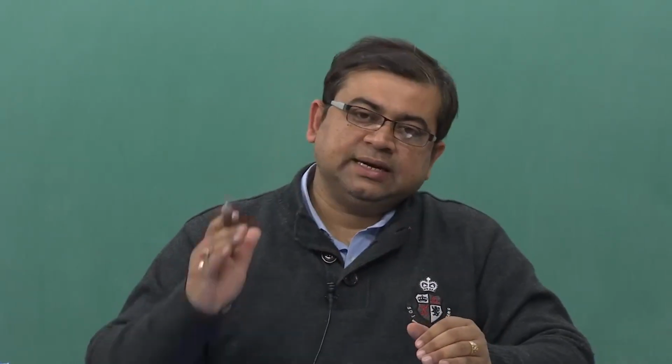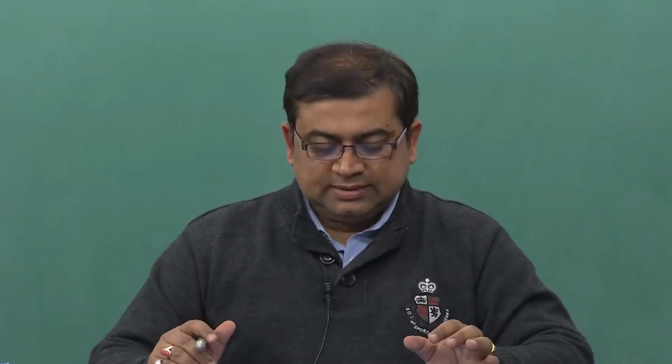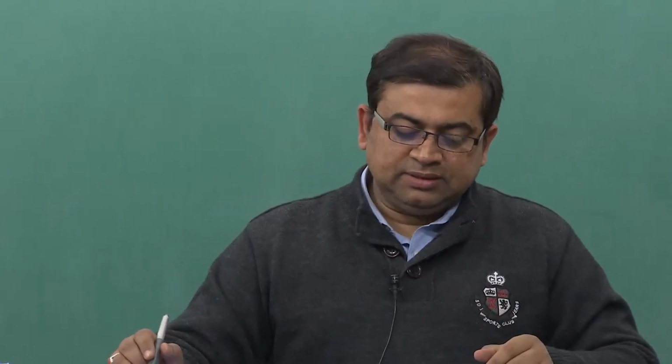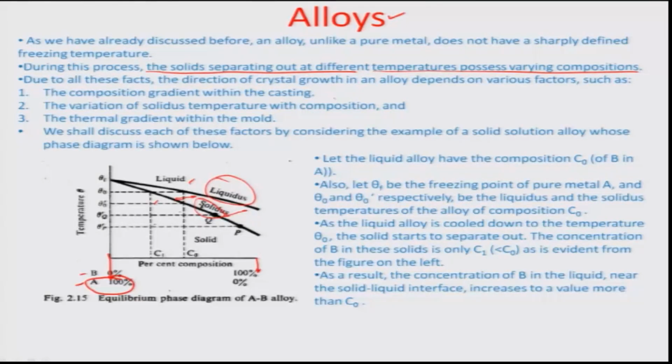So, immediately in the near vicinity of that solid liquid interface, the composition of B or the percentage of B would get higher because of this throwout of the solid crystal into the liquid. Okay. So, therefore, there are several such compositional changes at that solid liquid interface, which may result in a lot of problems. In this particular case, for example, let the liquid alloy have composition C0 of B in A.